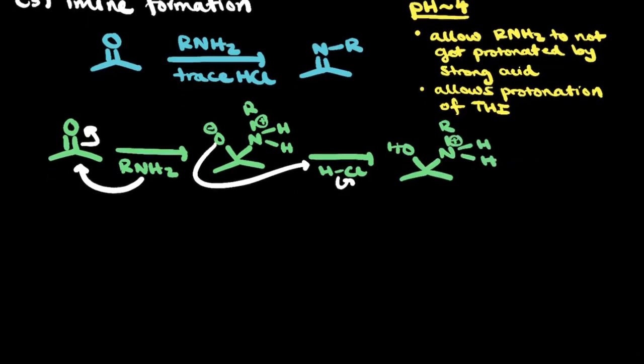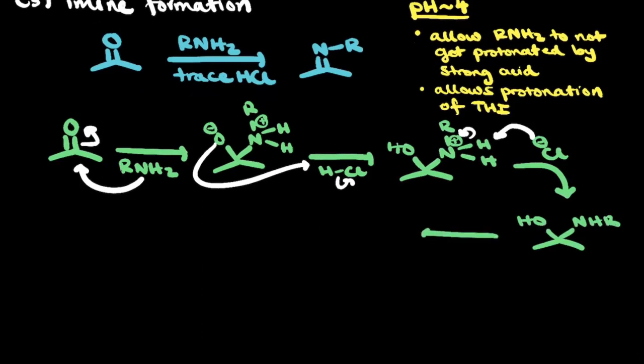After this, though, the chloride will now come in and deprotonate your amine, in order to give you this net neutral intermediate that you see here. Okay. Now, once you do that, you want to go and protonate your alcohol.